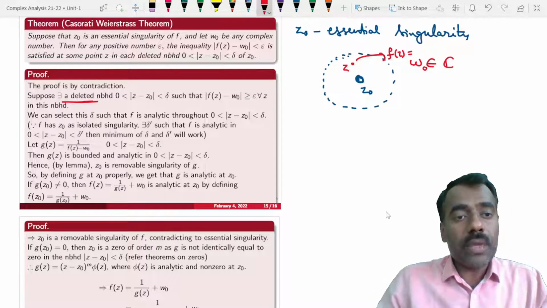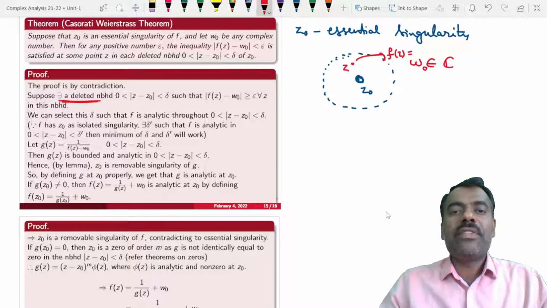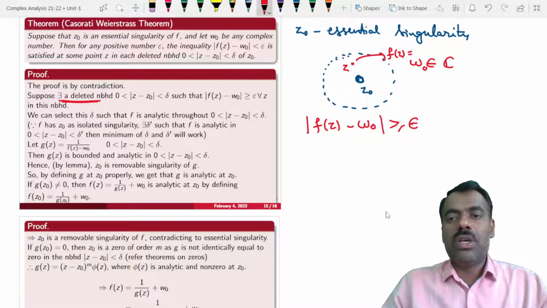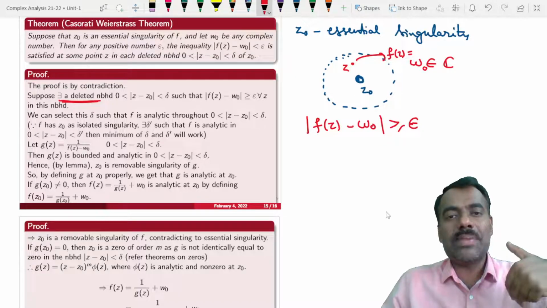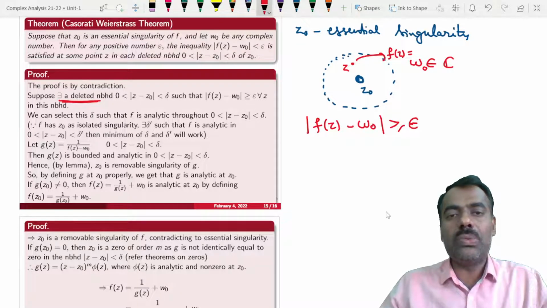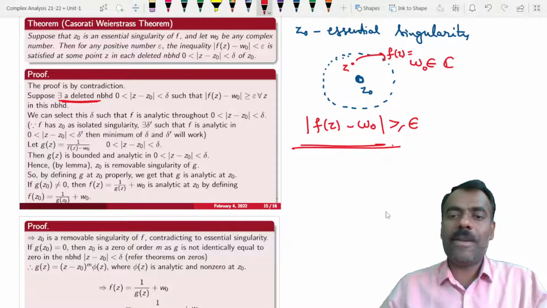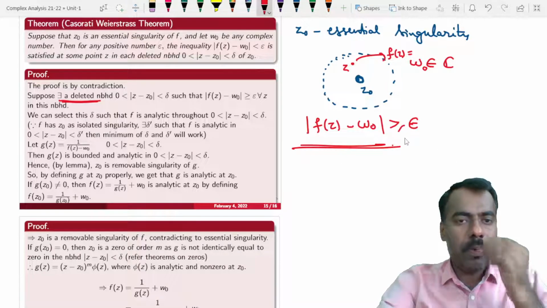Fine. So how will we prove this one? We will prove by contradiction. Assume that there exists a deleted neighborhood such that whatever z you take here, the distance between f of z and w naught is always greater than or equal to epsilon. So an epsilon is given. For this epsilon there exists some delta, that means there exists some neighborhood in which this condition is not true. That means for every z you take in that neighborhood, mod f of z minus w naught is greater than or equal to epsilon. Fine. So the distance is at least epsilon in that neighborhood.